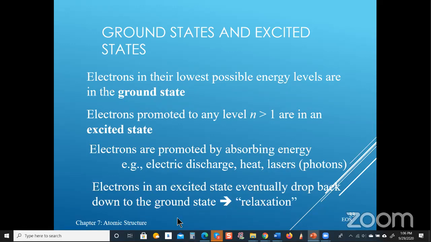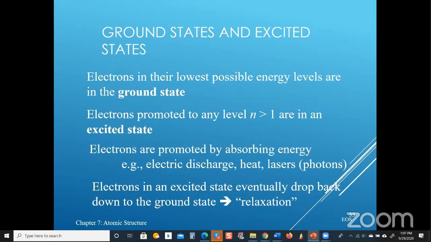Then what will happen is that those electrons in an excited state, because they're unstable, will eventually drop back to the ground state. And when they drop back to the ground state, of course, radiation is produced. This process is called relaxation.